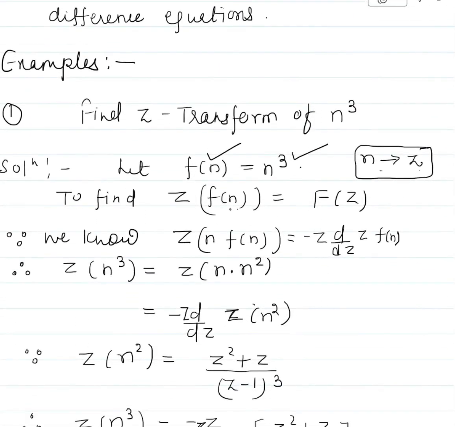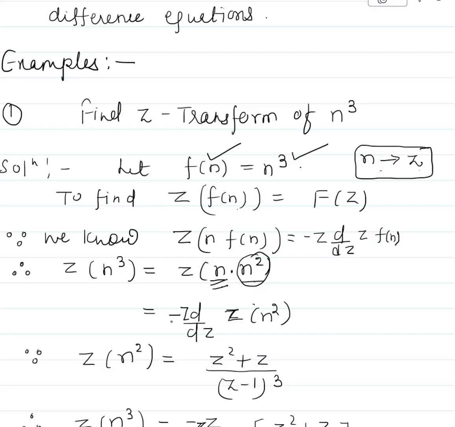If the function is n cube, first of all we will split this function into n and n square. So we are writing the Z transform now of the function which is multiplied by n.